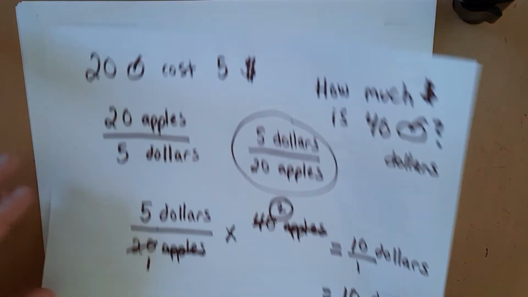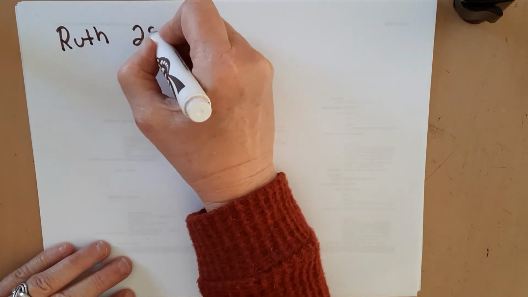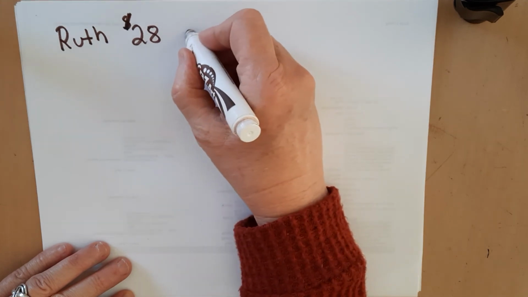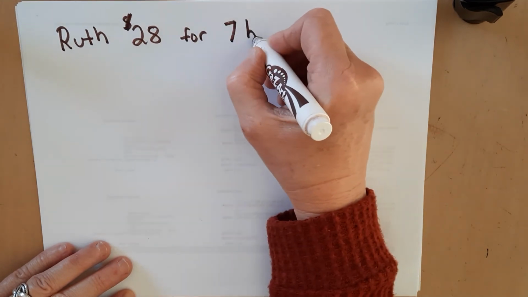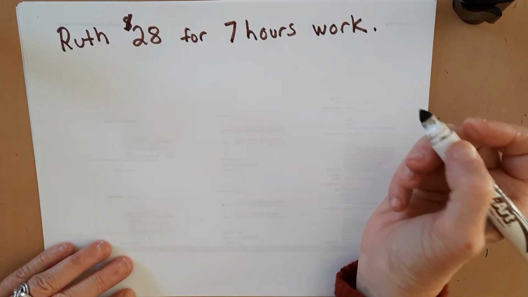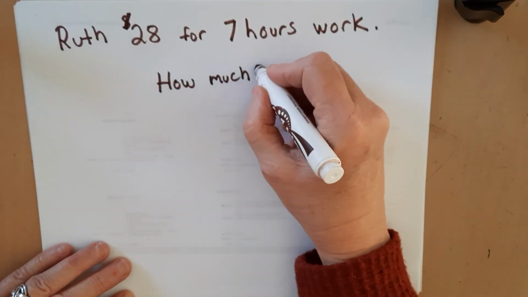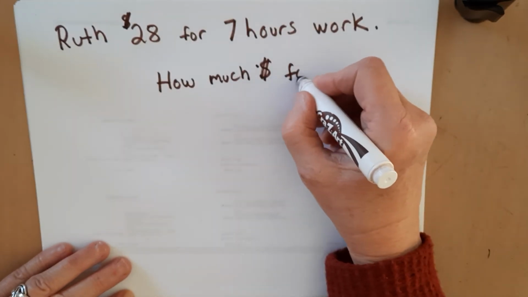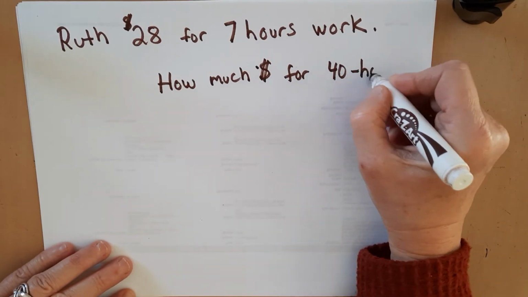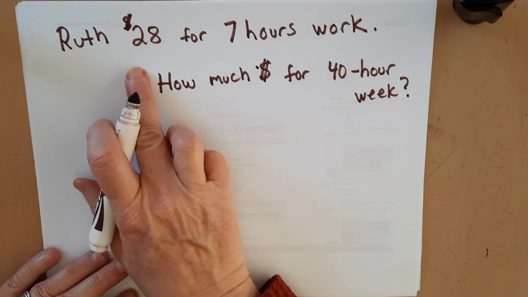I want to do one more like that so that you can be very sure about how you do these problems. We're going to say that Ruth was paid $28 for working 7 hours. She was paid $28 for 7 hours of work. We want to know how much money she received for working a 40-hour week. So first we're going to go ahead and look at our two ratios.